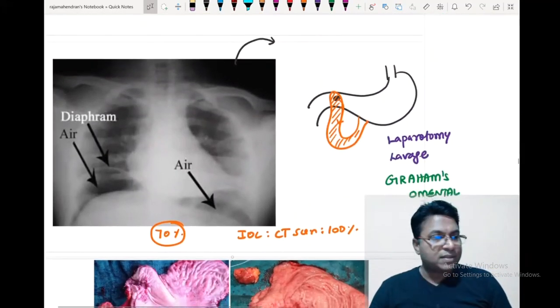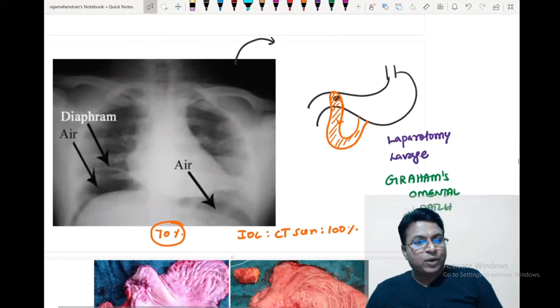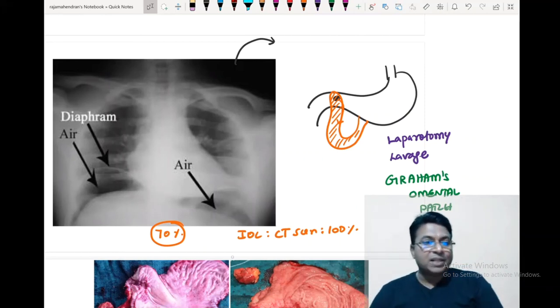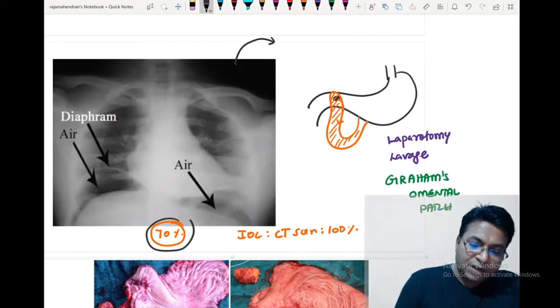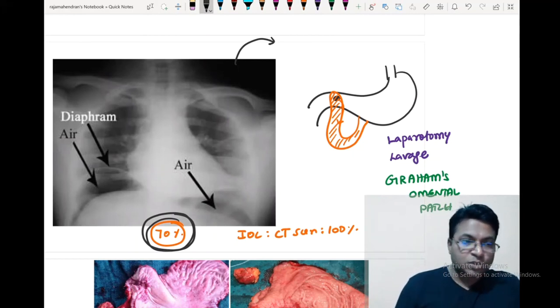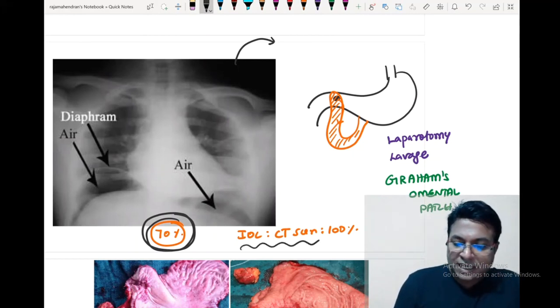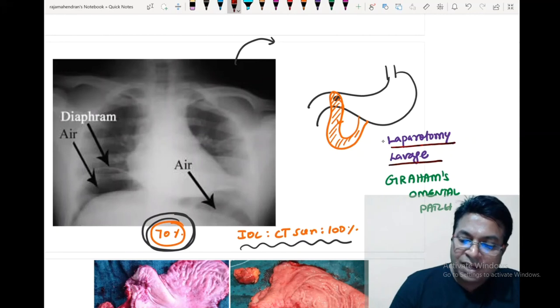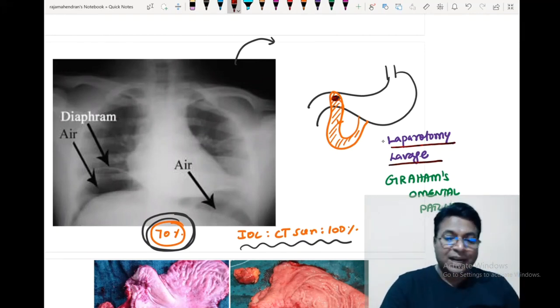Just what I told you in this buffering time is only one thing. I told you about the treatment of duodenal ulcer perforation. For a patient with a duodenal ulcer perforation, 70% of the time it is diagnosed with X-ray, 30% of the time it is not diagnosed. Investigation of choice is CT scan, 100% sensitive. The treatment is laparotomy, lavage, and omental patch closure. This question can come for your exam.